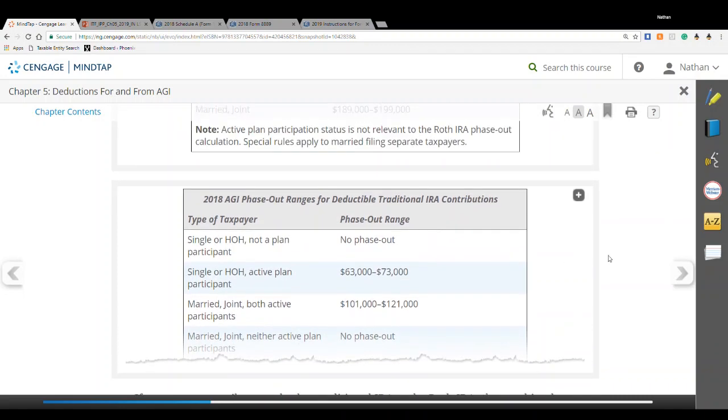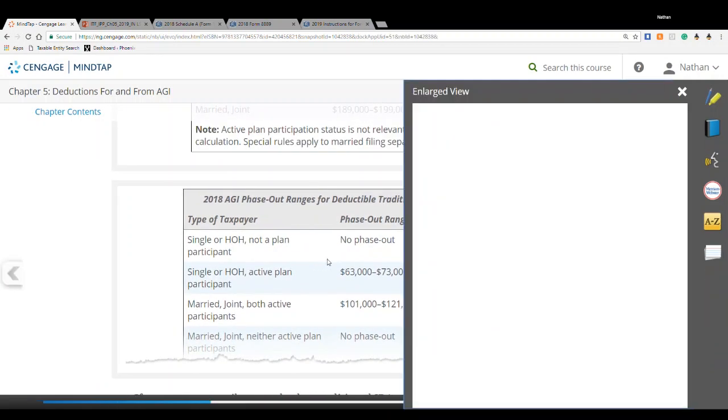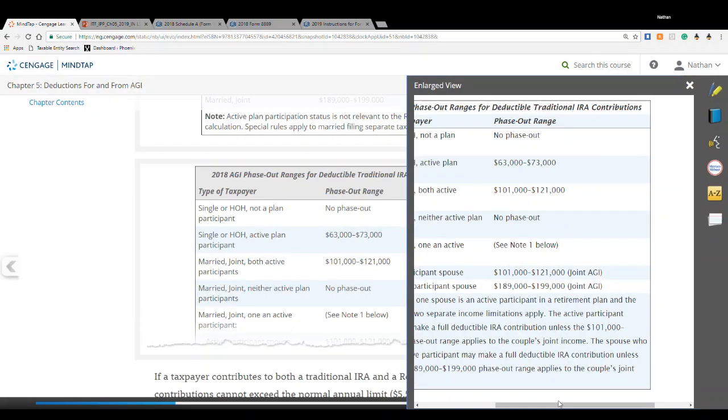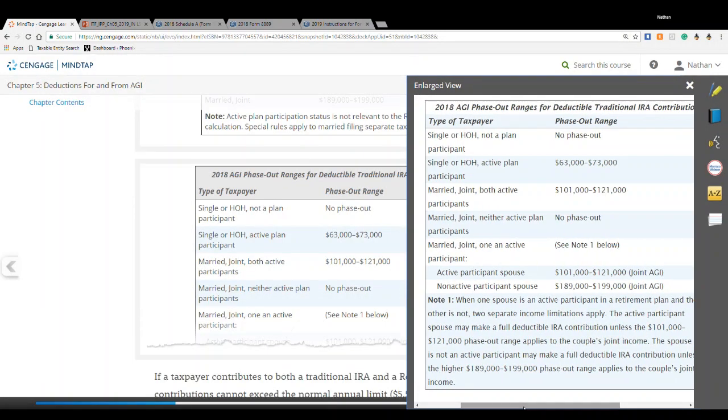Again, that's okay. Here is traditional. Again, hit the plus sign and it will actually enlarge it. So single, there's no phase out if you're not a plan participant. If you are an active plan participant, you have $63,000 where it starts, and it's completely phased out, the deductible, at $73,000. Married filing jointly, you have $101,000 where it starts, where both are active, to $121,000 when you don't get any deductions. Okay.